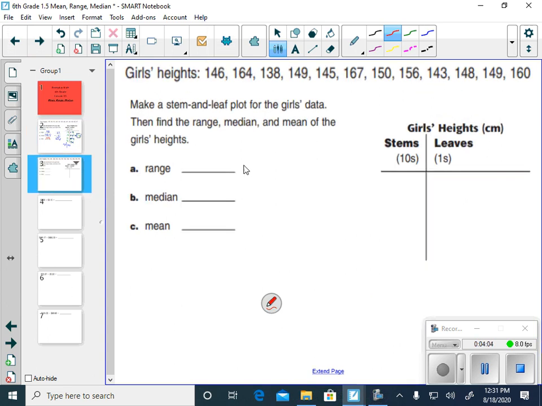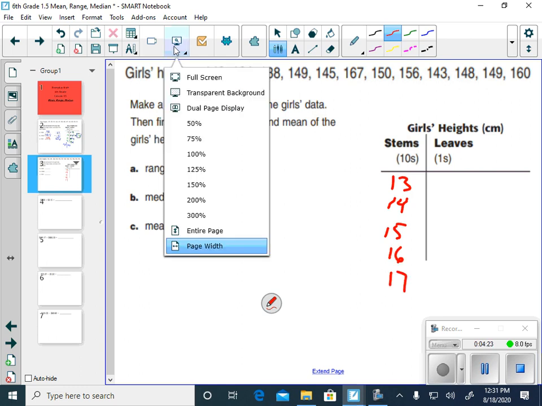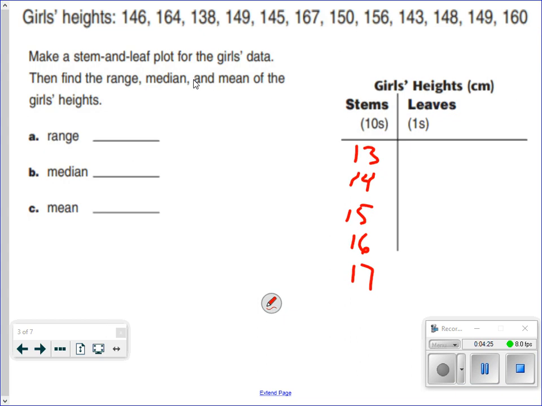Let's take a look at this next group. We'll do one more of these things together. We're going to make a stem leaf. Let's take a look at these numbers here. I have a number in the 130s again, so we'll go through here for these stems. 13, 14, 15, 16, and we'll go with 17 just in case. I'll get a little bigger screen here. So let's take a look at this data.